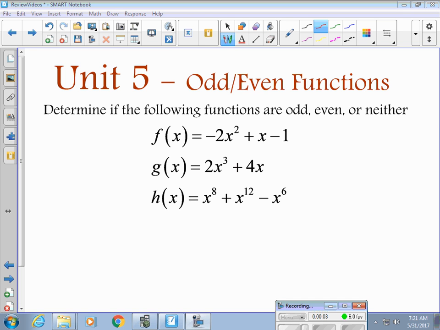So Unit 5, odd even functions. This is one that always got me, and I'm like, oh, this one is hard, but it really isn't. We need to find out if each of the following functions is odd, even, or neither. So let's see how that's going to work.